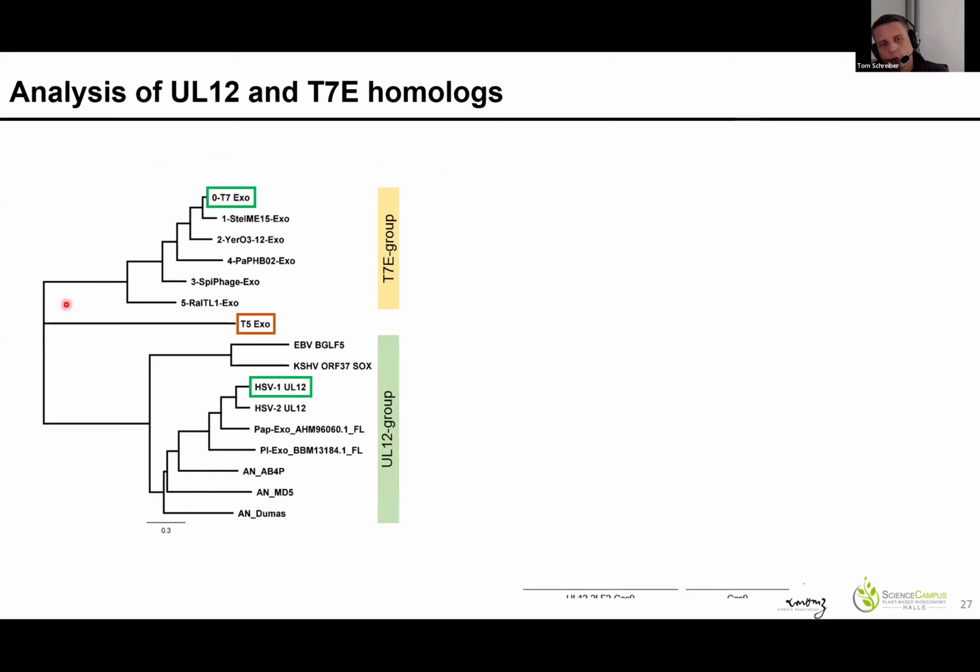Okay, another thing we wanted to know is, we have 2 exonuclease types, T7 exonuclease and UL12, and in nature, there are 1,000 more homologs, and we wanted to dive into this a bit and screen for homologs of this.